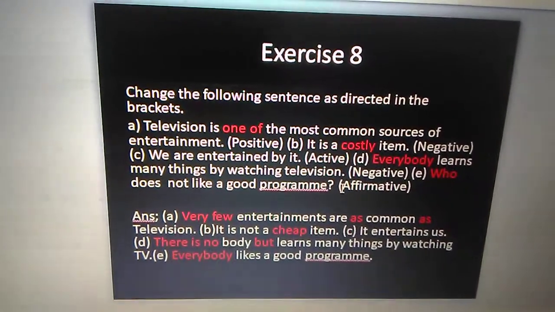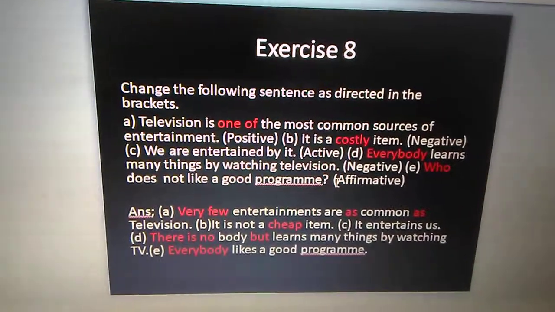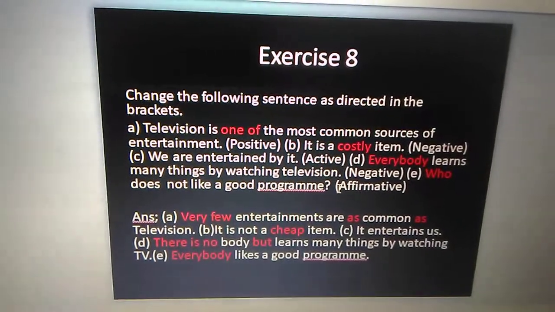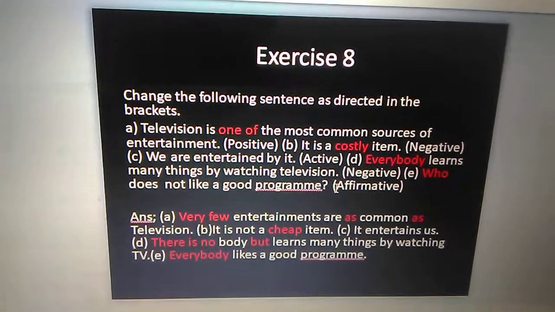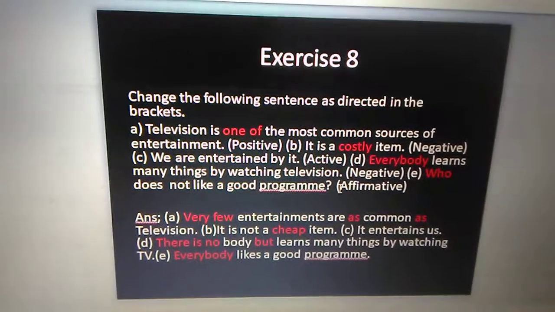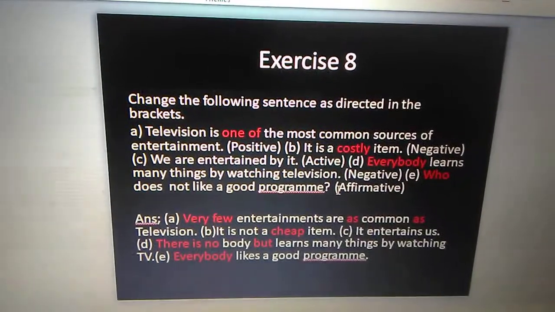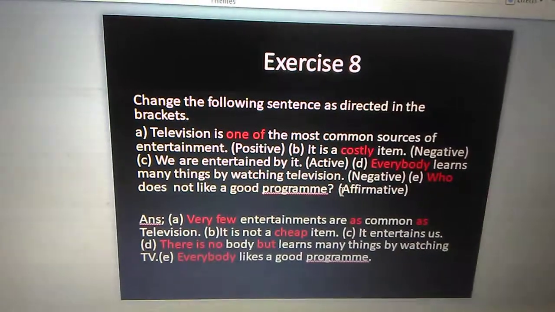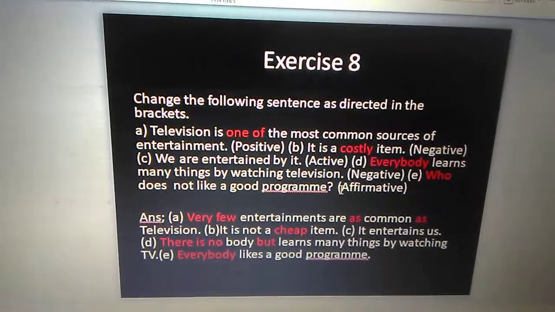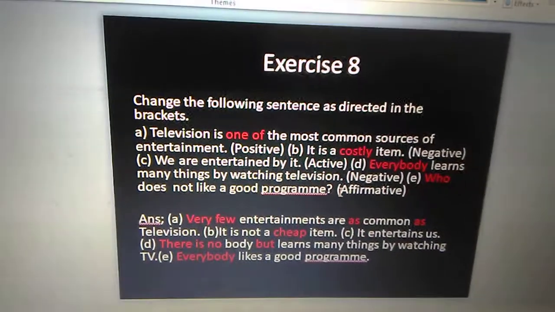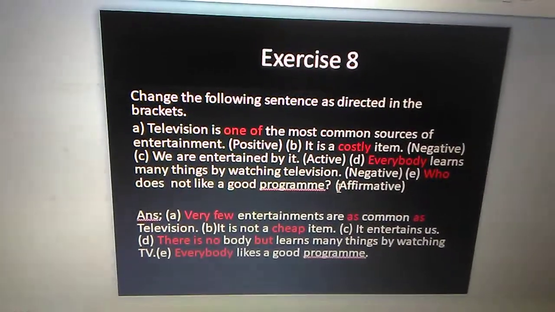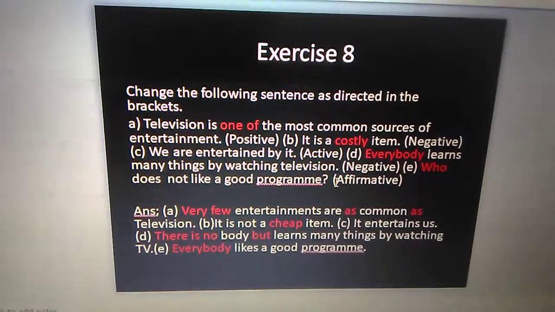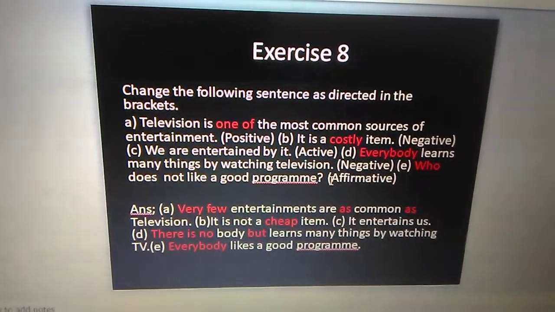I told you earlier also, observing the auxiliary verb, you will decide what type of tense is used in this sentence. As "are" is there, we can easily guess that it is present indefinite tense. So it entertains, there will be the S, because it is present indefinite tense. Everybody learns many things by watching television. Everybody, you know the rules of everybody. There is nobody but learns many things by watching television.